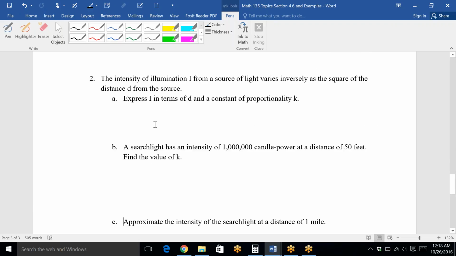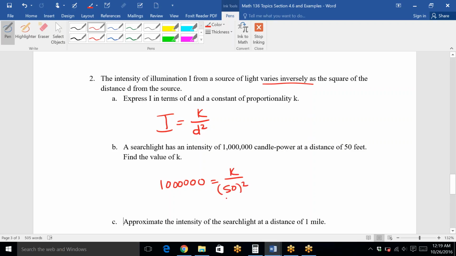Okay, this one is, if you have the intensity I of illumination from a source of light that varies inversely as the square of the distance, that would be I equals k over d squared because it's inverse. If the searchlight has an intensity of 1,000,000 candle power and we're 50 feet away, we need to solve this.